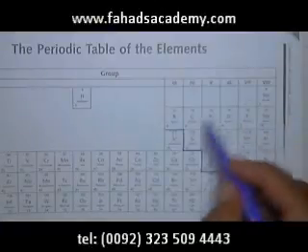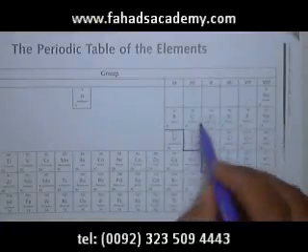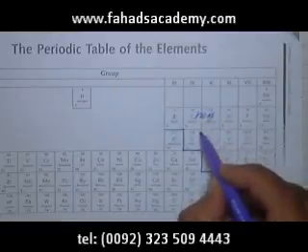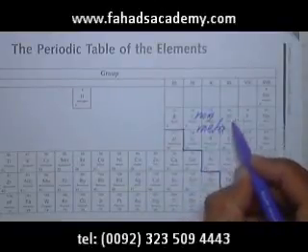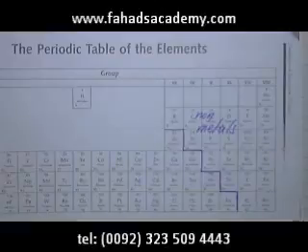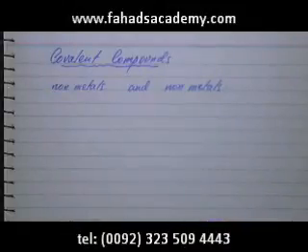So elements on the right side of this staircase line are broadly classified as non-metals. So you're going to find non-metals on this side. The ones on the left-hand side are all metals. So covalent compounds are found between elements which are all non-metals.